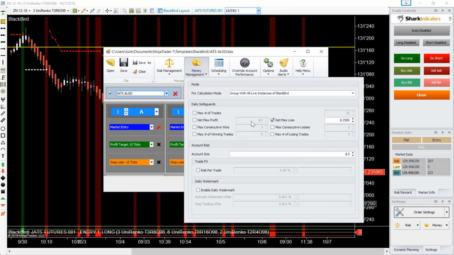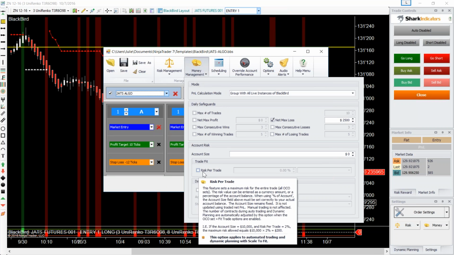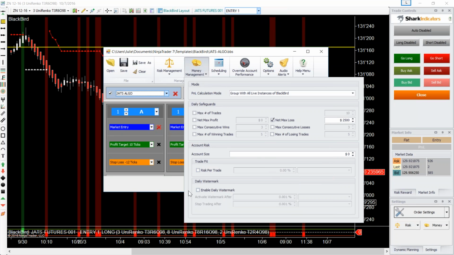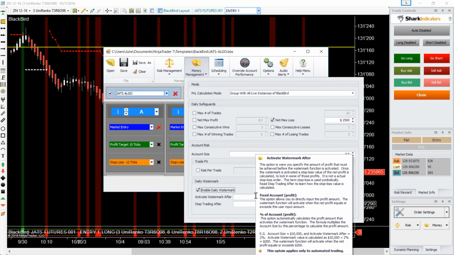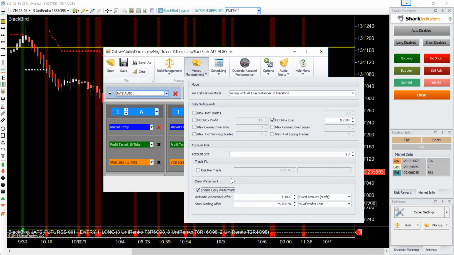I'm hoping, you know, it's a very small chance, but it could be in a big event. No one is expecting a surprise. It's probably going to be a snoozer, so I may not even get anywhere near this 2,500. But I can also fit a trade, risk per trade on my portfolio amount if I want to. And I can establish a daily watermark if I want to, telling it after I've captured 1,000 in profit to stop trading after 25% is drawn down after the $1,000 is achieved.